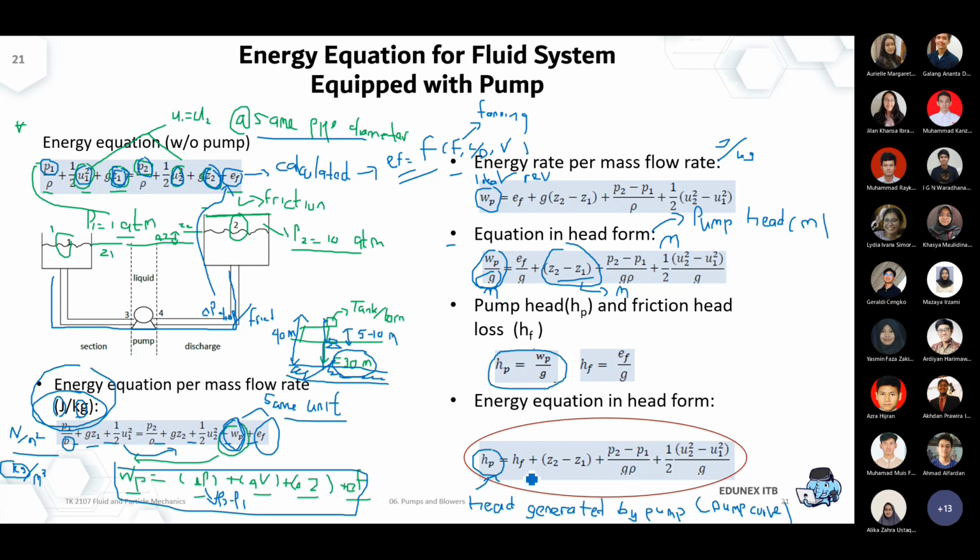Why? Because the head of the pump has to supply the friction. That's the friction, that's the delta elevation, that's the delta pressure, and that's the delta velocity. Everything has to be compensated by the same pump.